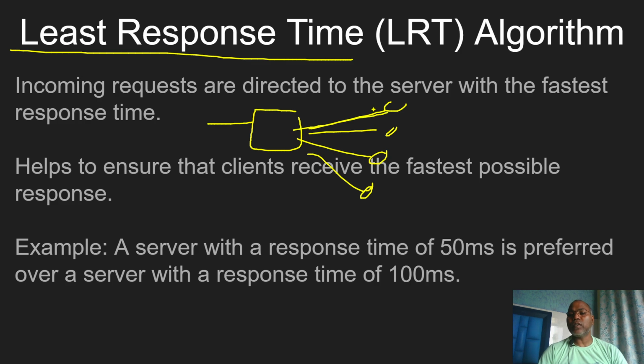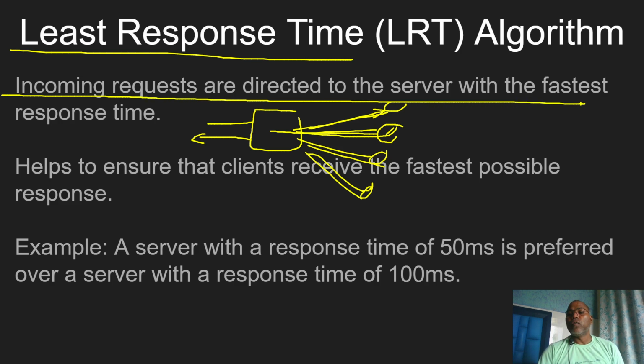If these are the response times of the servers, whichever has the least response time, our objective is for the response to be as quick as possible. If this server responds quickly, our request goes to the least response time server. Incoming requests are directed to the server with the fastest response time, meaning the servers responding very quickly have enough power and lots of capacity available.